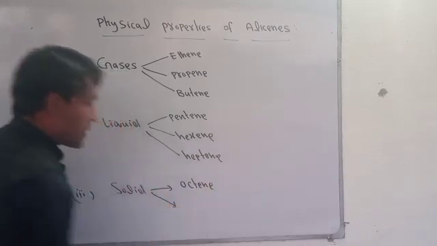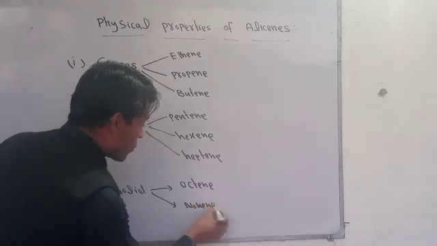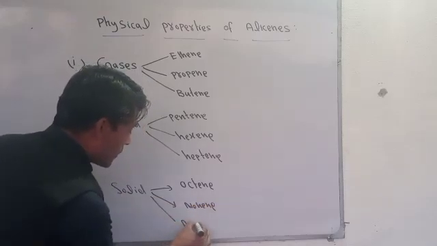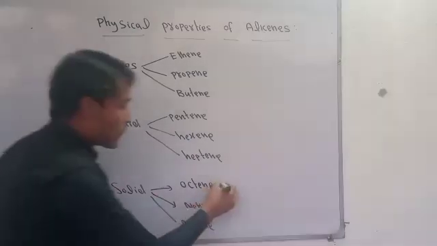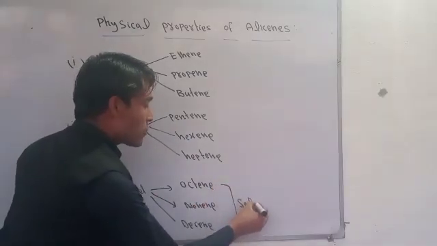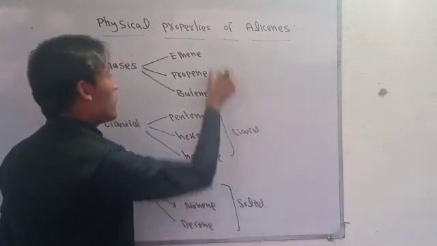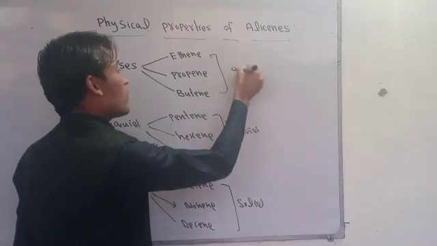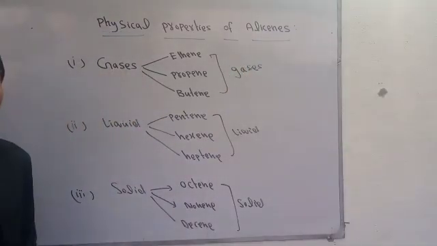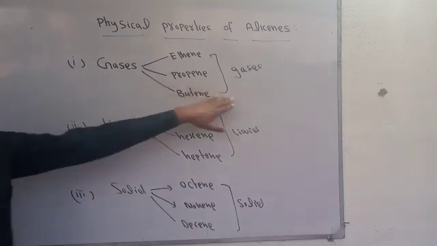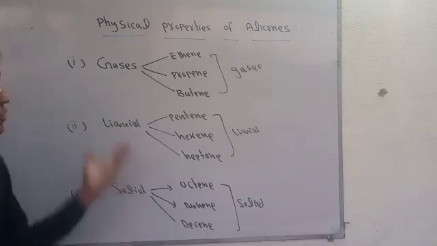You may also get nonene and decene, and going further above this you get them in a solid form. So this is the first property, which is given in a book: the first three are gases, the rest are liquids, and above this you can get them in solid form.